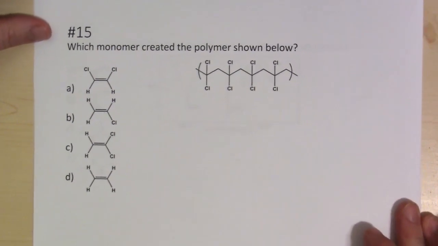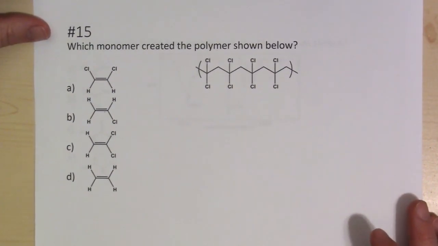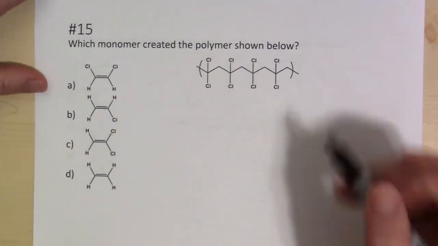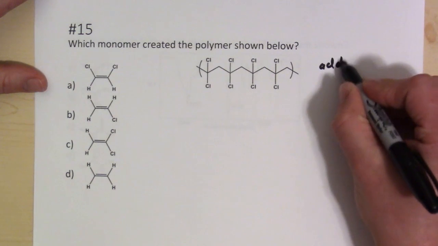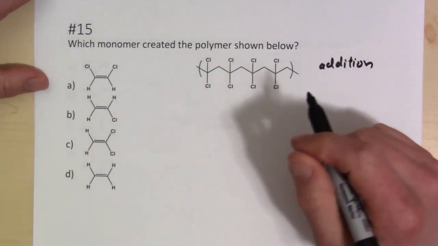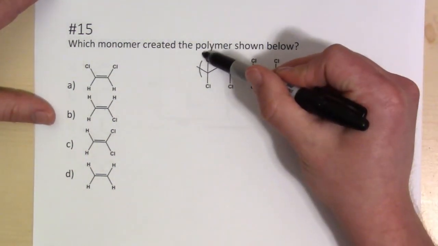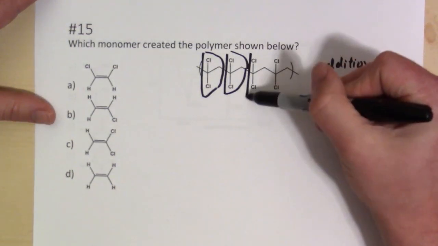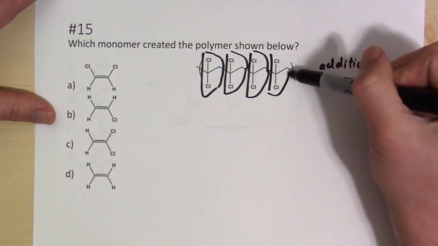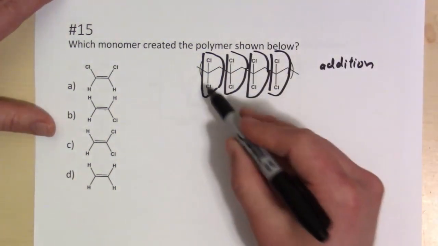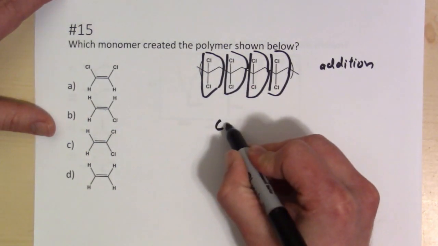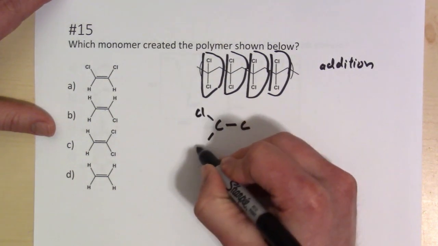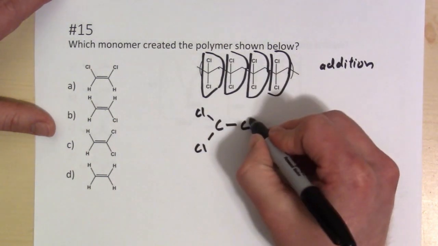Alright, moving to number 15, it asks which monomer created the polymer shown below. So this one pretty clearly came from an addition polymerization. So we can identify the repeat units here. So in each of these we have 2 carbons. Attached to this carbon there are 2 chlorines, and attached to this carbon there are 2 hydrogens.